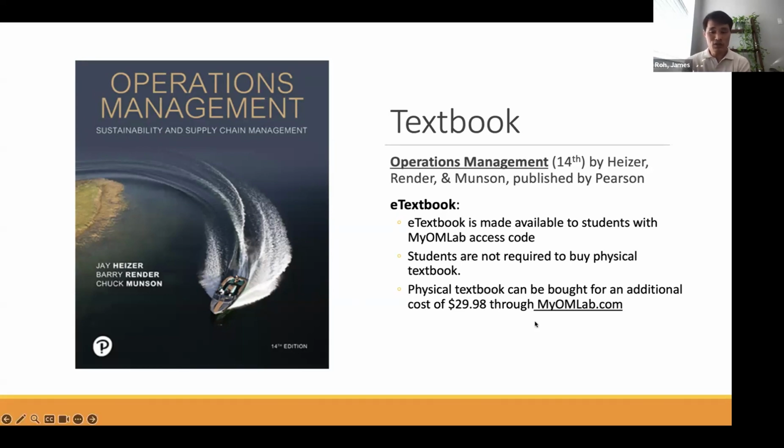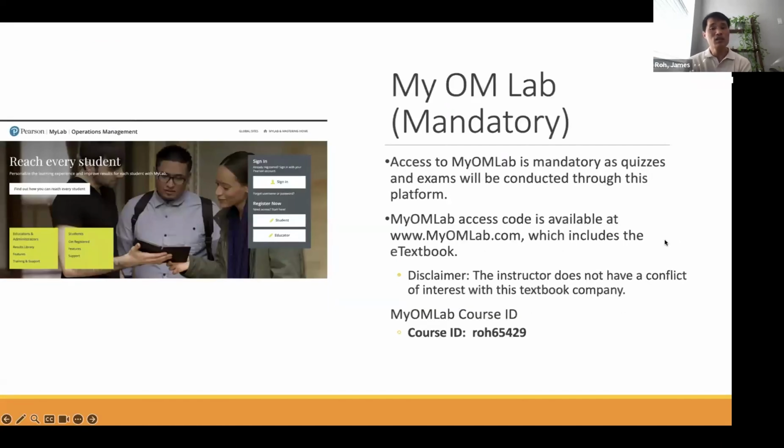If you want to have physical textbook, which is a very good idea, you can pay additionally about $30 through my OM lab, then you can get the physical textbook as well. Or you can buy an older version of the textbook, say ninth version of operations management, then you may pay a nominal price and get the textbook and study from that textbook as well. So I encourage that method as well. But as I say, my OM lab is mandatory that you have to get.